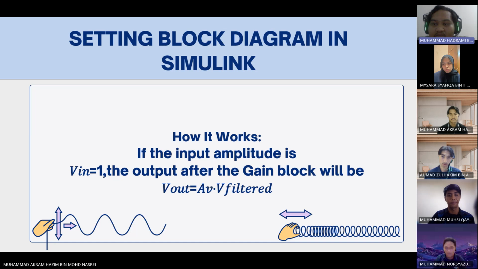And so for the block diagram setting in Simulink, how it works basically: if the input amplitude V in, for example, is 1 volt, which we use, the output after the gain will be V out equal to A_V times V filtered, which means here we put 10 gain, right? So our expectation is from 1 volt to close to 10 volts. That's our expectation for our circuit.